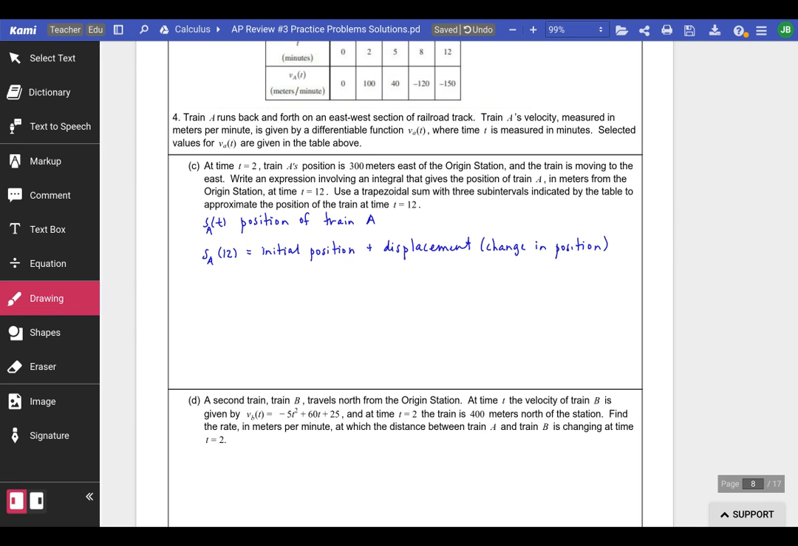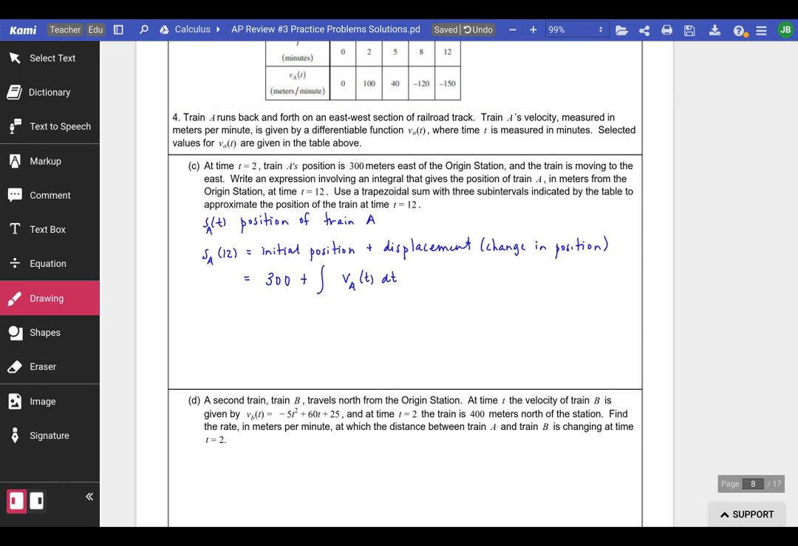So let's see what we know. We know that at time t equals 2, the position was 300 meters. So I know this initial, or our starting, was 300. Now displacement, hopefully you remember, is just the integral of velocity. Displacement is what we get when we integrate velocity.